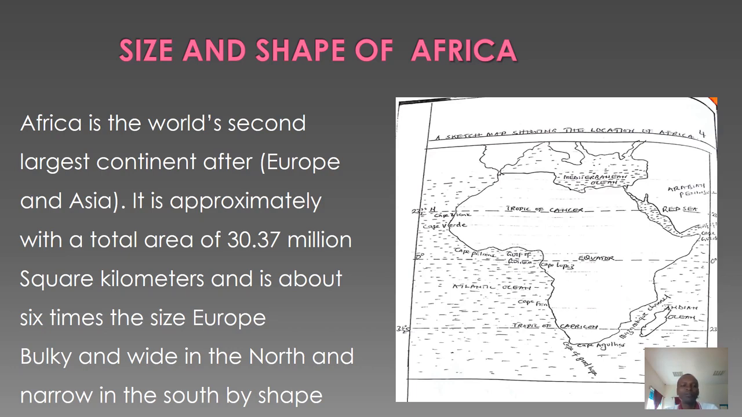Shape. When you look at the map beside that illustration, you realize that it is bulky and wide in the north and narrow in the south, as you can see.